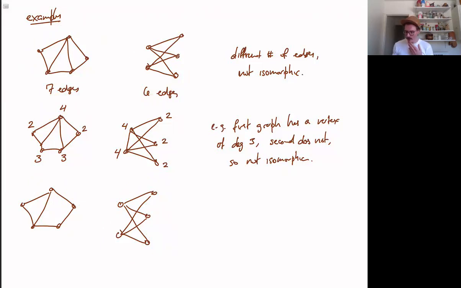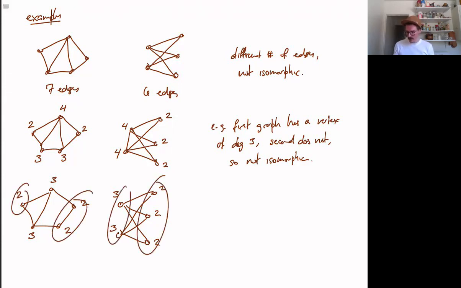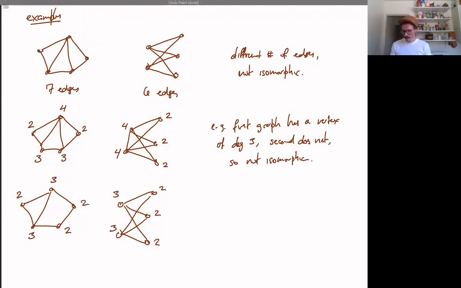Let's quickly look at the degrees of the vertices. This has degrees 2, 3, 2, 2, 3. And this has degrees 2, 2, 2, 3, 3. So that doesn't turn up anything either. They have the same number of vertices of all the same degrees. 3 vertices of degree 2 and 2 vertices of degree 3. So they're starting to look quite similar.